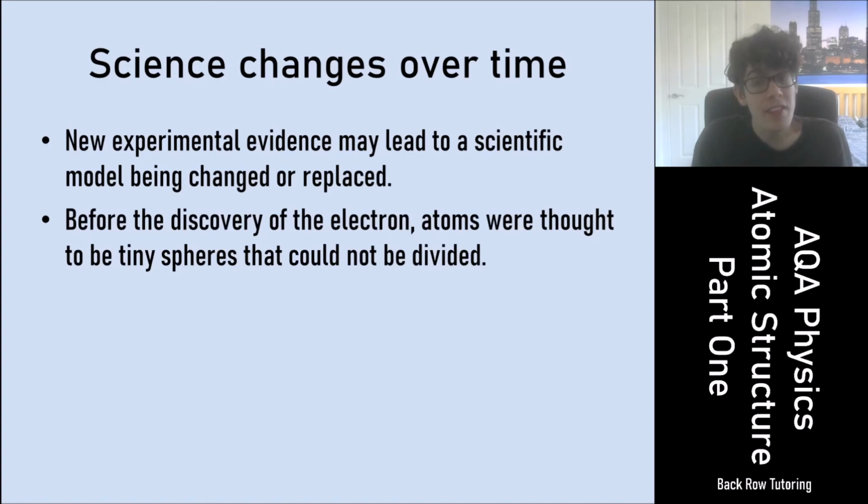Before the discovery of the electron, atoms were thought to be tiny spheres that could not be divided. So until the discovery of the electron, atoms were thought to just be spheres that you couldn't divide anymore. That was the smallest thing that you could get, an atom. But then they discovered the electron, which came from an atom, so they thought, oh, there must be something inside this atom.